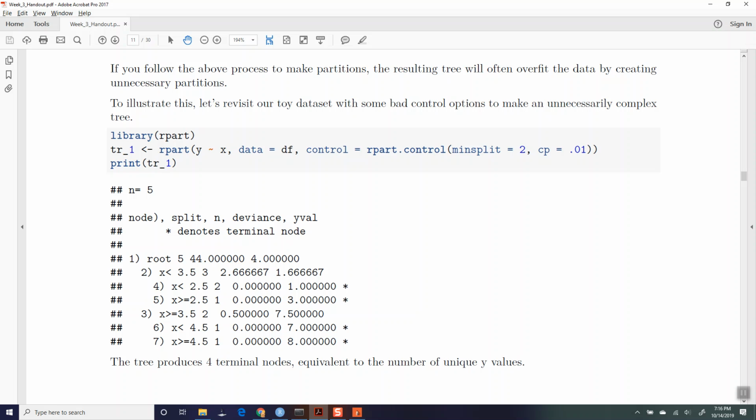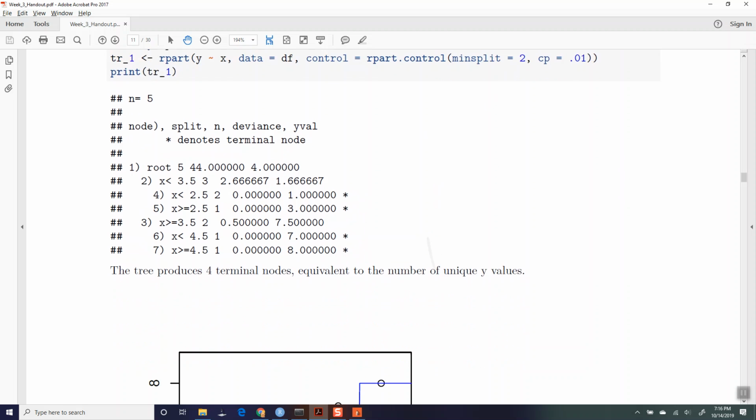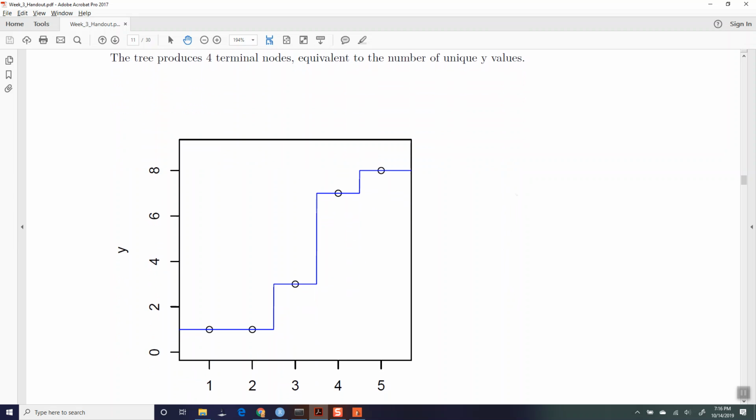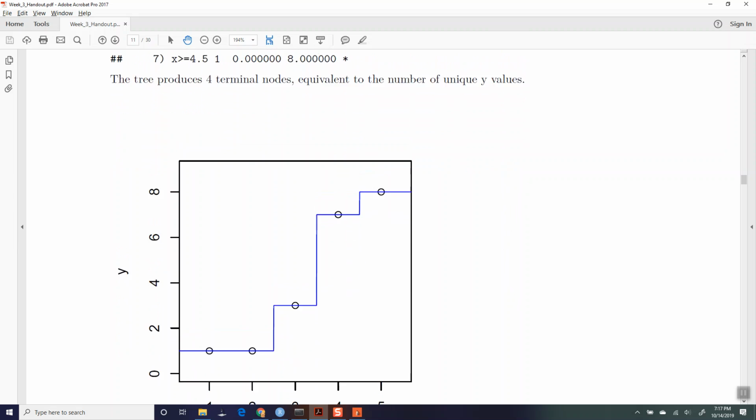And so here I'm just doing it to my toy data set with 5 things, and I say, still consider a split even though you only have 2 observations there. And so basically I end up getting 4 terminal nodes, because I have 4 different values of y. So I got one node that puts these 2 together, one node that puts this observation there, one node that puts that observation there, and one node that puts that observation there. And so, is this a good tree? Probably not, right? This is not going to be a good tree.